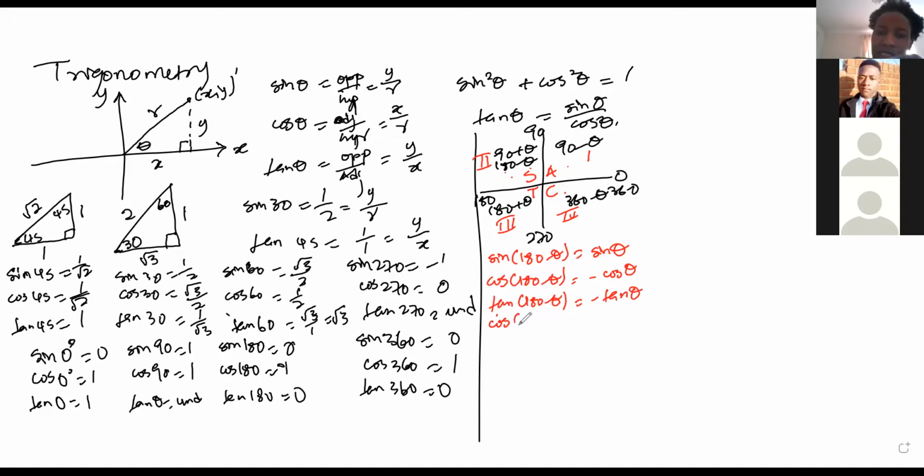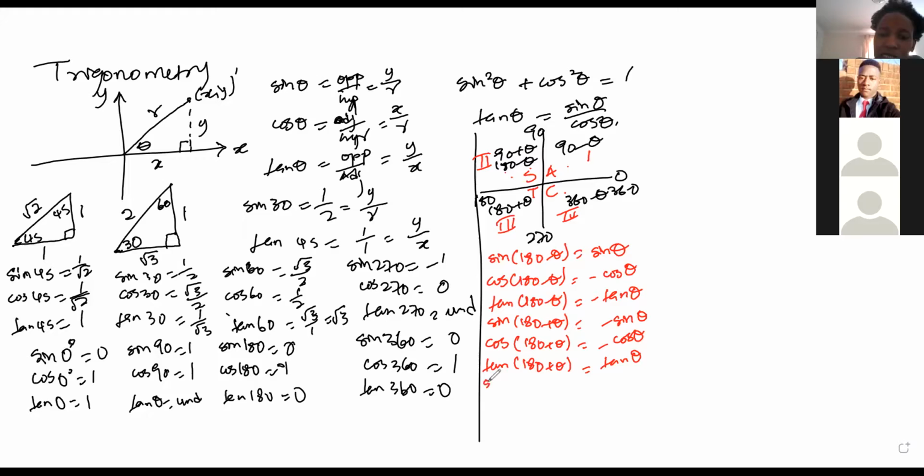180 plus theta, third quadrant. Just do them in order. Sine 180 plus theta is negative sine theta because sine is not positive in there. Cos 180 plus theta is negative cos because cos is not positive. Tan 180 plus theta is positive tan because tan is positive in the third quadrant.